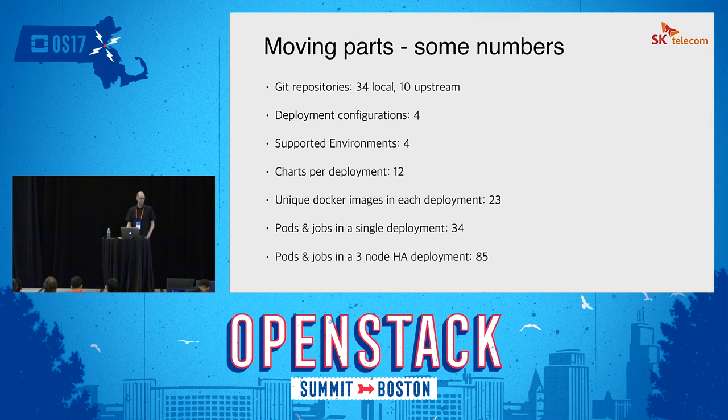Pods and jobs in a single deployment. One single OpenStack deployment is 34 pods and/or jobs. I think the split is like 10, 15 jobs and the rest are pods. For the HA, it's almost but not quite triple that, because obviously you're not going to just multiply everything by 3. There's going to be some jobs that are just going to be run once per clustered environment.